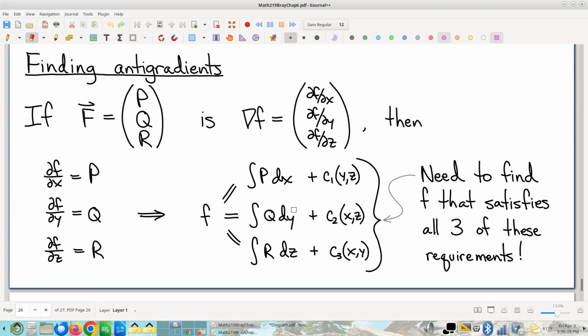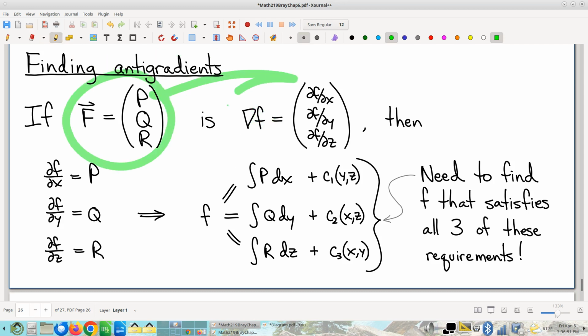I kind of glossed over this previously. If you want to use the fundamental theorem of line integrals, of course you need to know what the antigradient is. That's the whole formula, right? So you need to know what this is. What is this little f? That's the antigradient. And the big idea goes as follows.